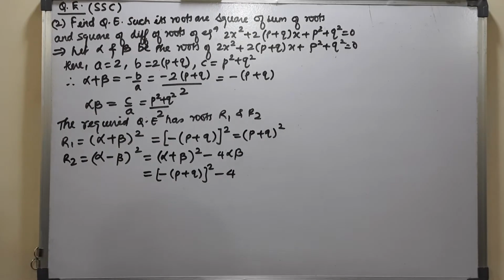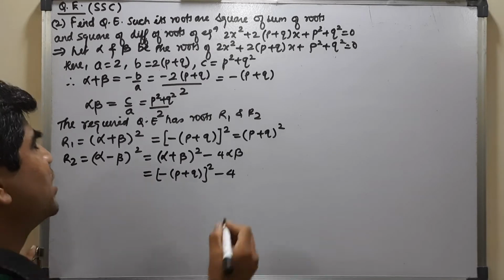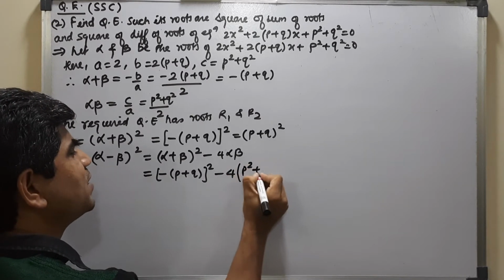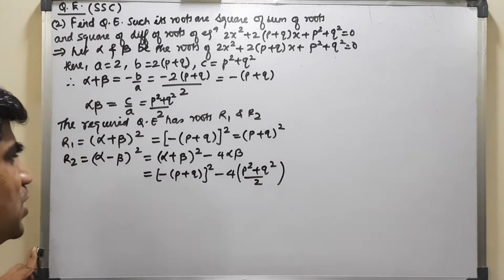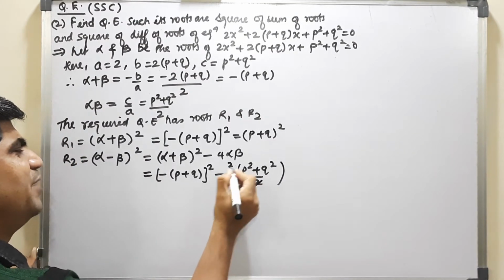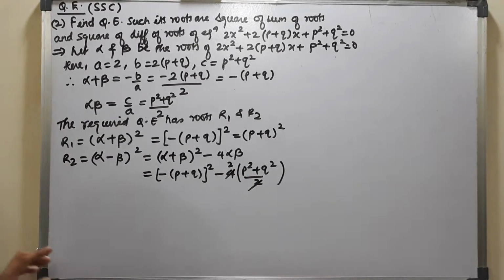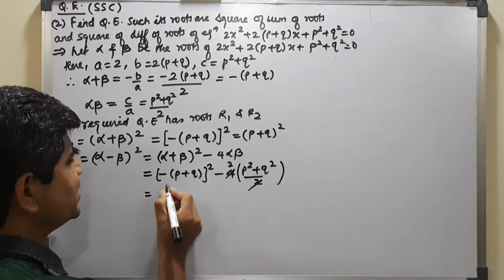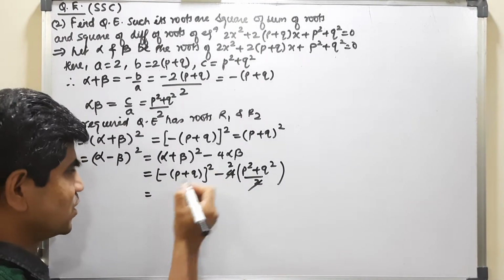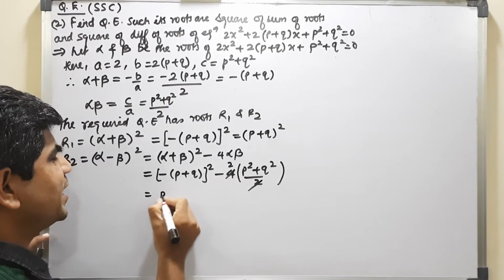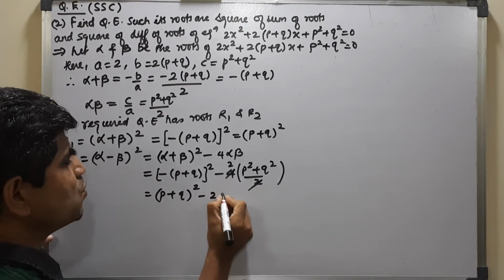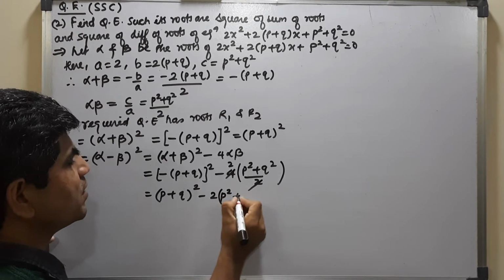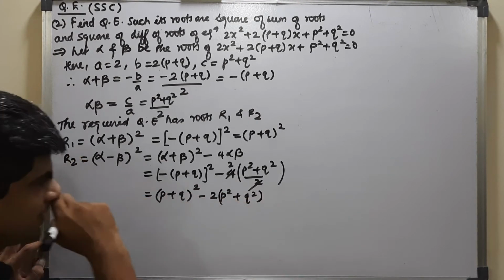And alpha beta is p square plus q square by 2. So obviously this cancels. I will better expand it and see what is going to happen. That is, this minus will become plus, so it does not matter, and I will get here (p plus q) the whole square minus 2 times (p square plus q square), right?